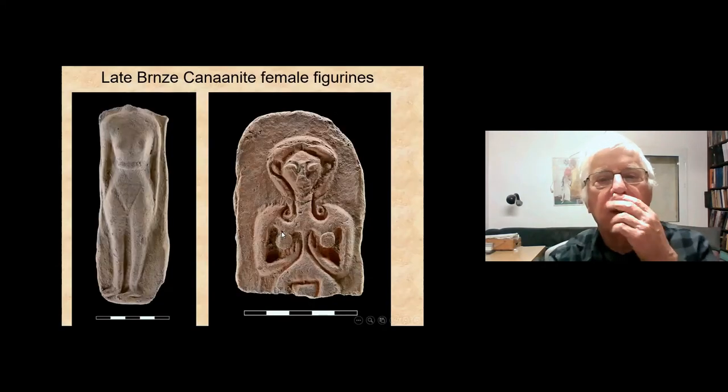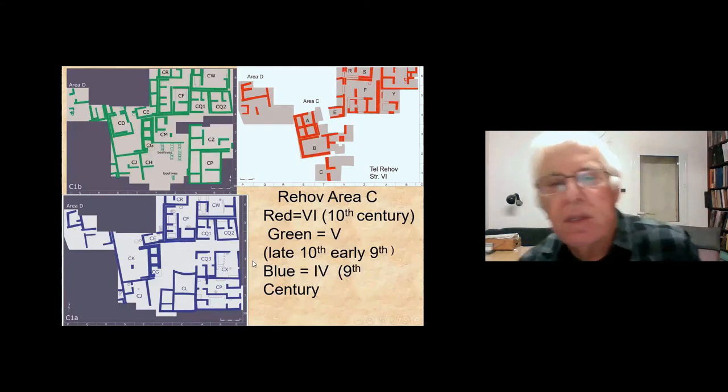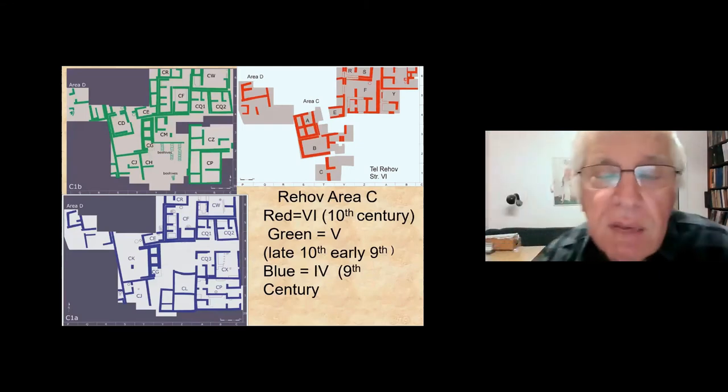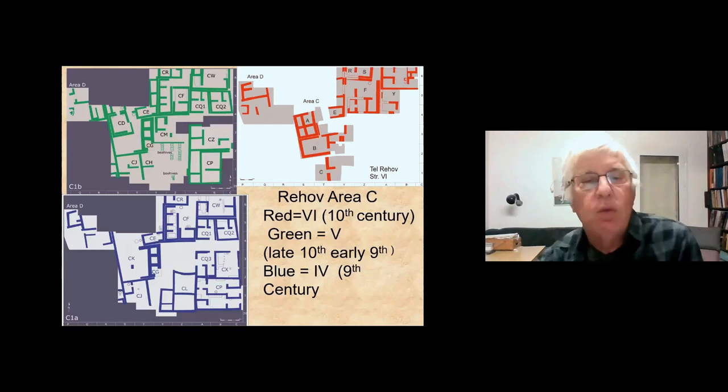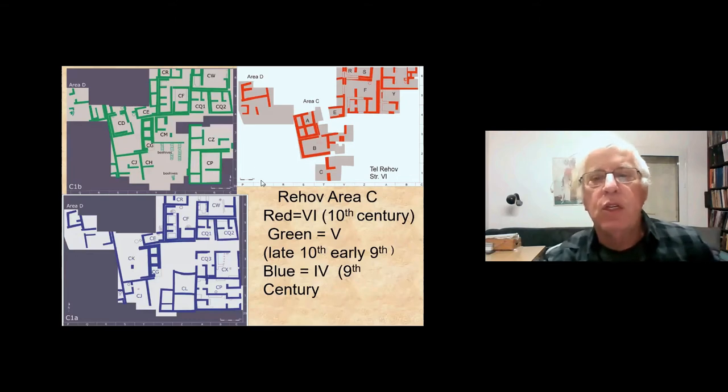But today I'll speak mainly about the 10th and 9th centuries. And here we have several important discoveries which I want to share with you. You can see here a plan of three situations: the red, the green, and the blue. Each is one above the other. The earliest one is the red, the middle one is the green, and the uppermost one is the blue.